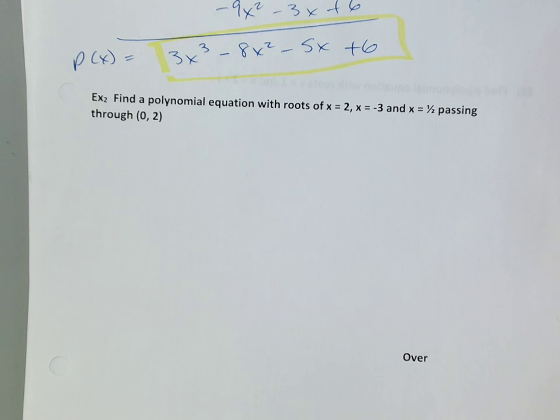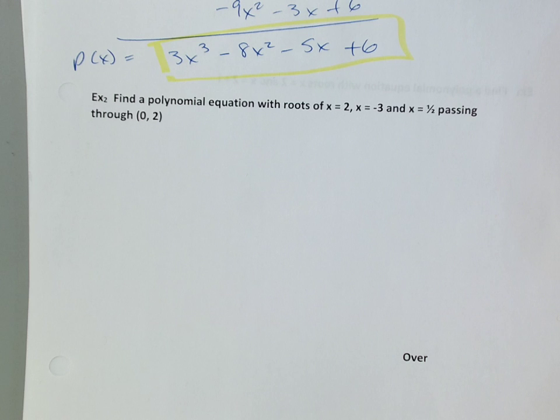Do you agree? They're both correct. But they're totally different graphs, aren't they? Because it only says they have roots here, here, and here. So they're both right. So how can we make it so it's one or the other? Well, we pick a point, and in this case it says it has to pass through point (0, 2).